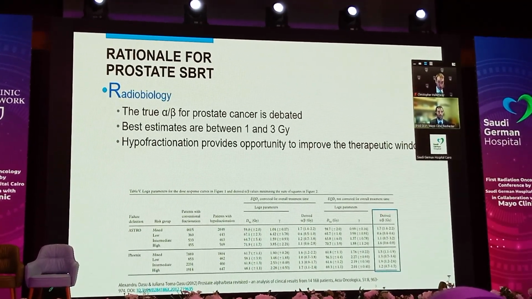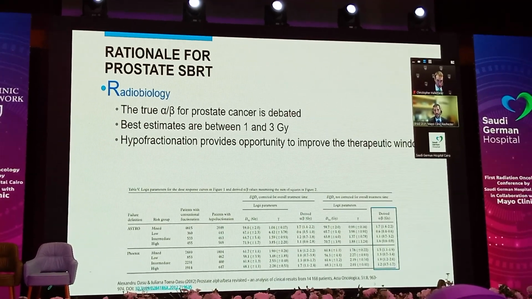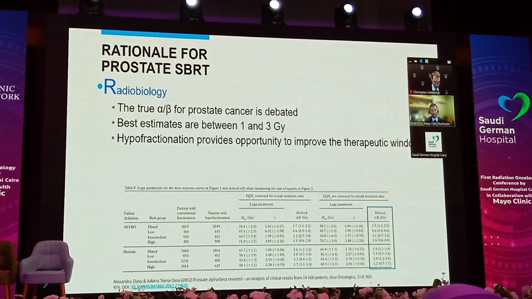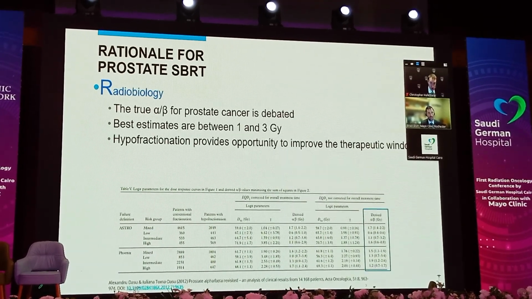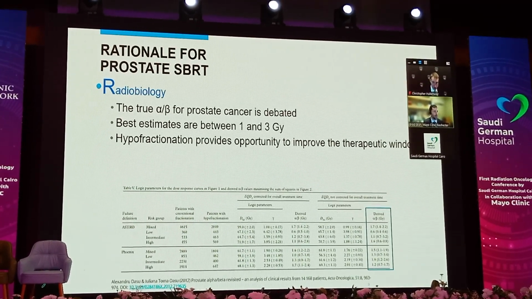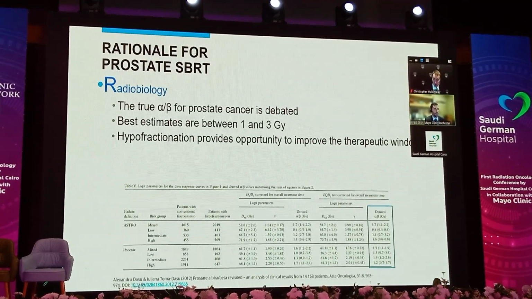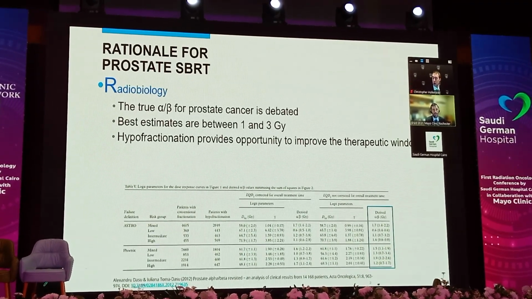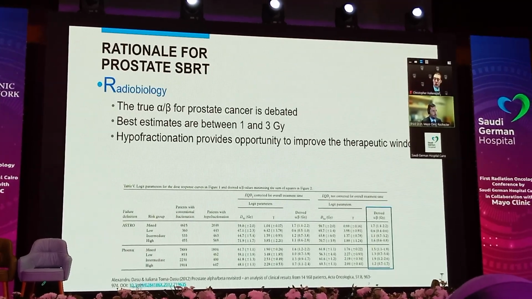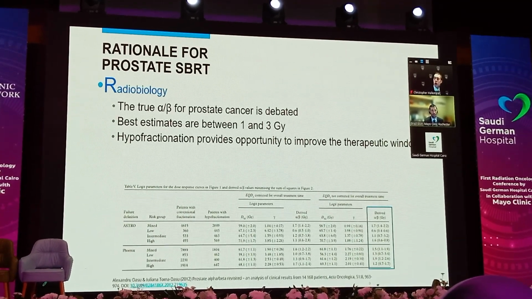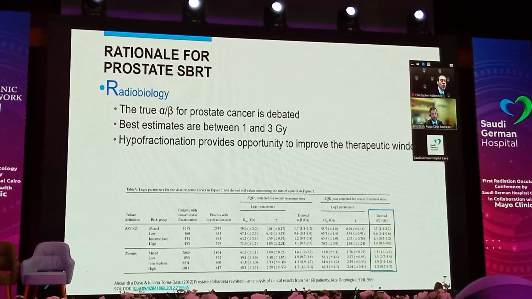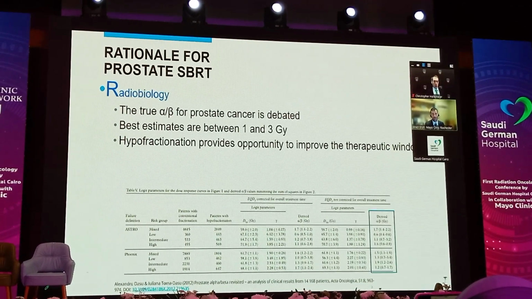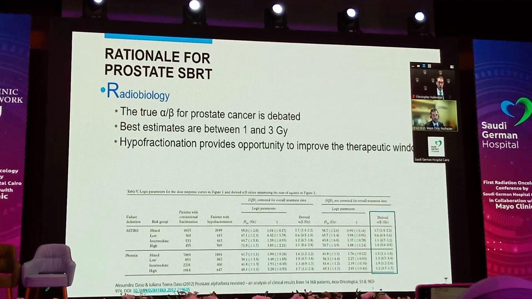So compared to more rapidly dividing tumors like head and neck cancers or lymphomas, this is a much lower number. Those tumors are often thought to be in the 5 to 10 range. Here we are talking the 1 to 3 range. When we deal with tumors with low alpha-beta ratios, hypofractionation provides an opportunity to potentially improve the therapeutic window by exploiting some of the susceptibility of those cancer cells to large doses per fraction compared to some of the surrounding normal tissues.